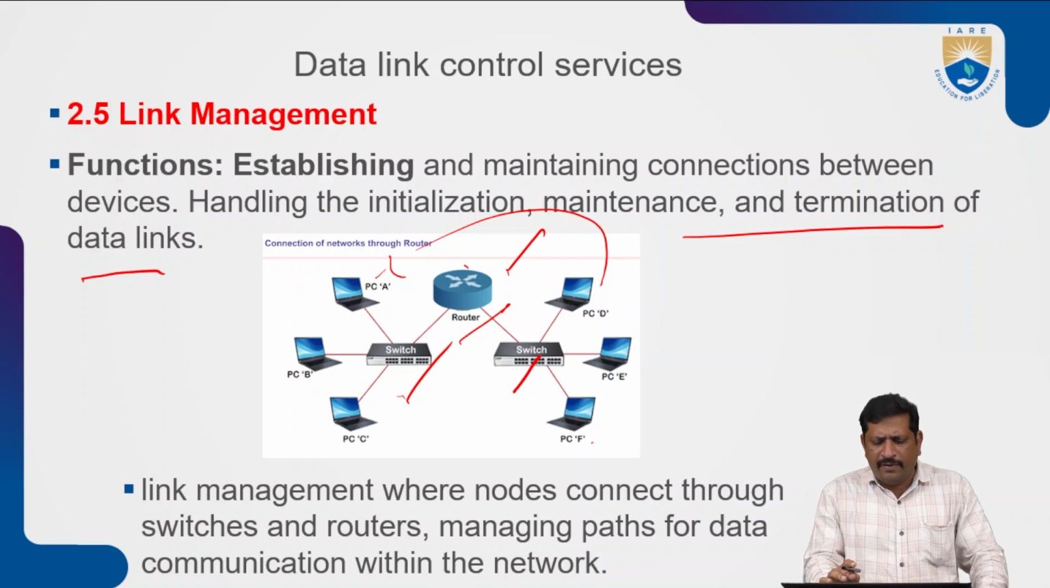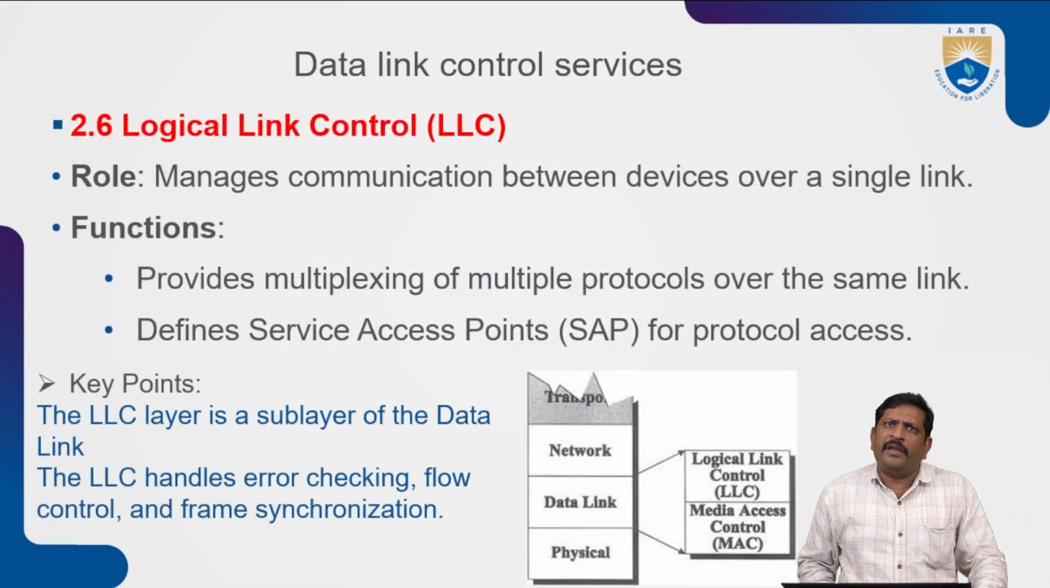In link management, nodes are connected through switches and routers. A node means a PC. PCA is considered one node, PCB is another node, and PCD is another node. These nodes, these PCs, can be connected through routers or switches. Link management also manages the path for data communication within the network only.